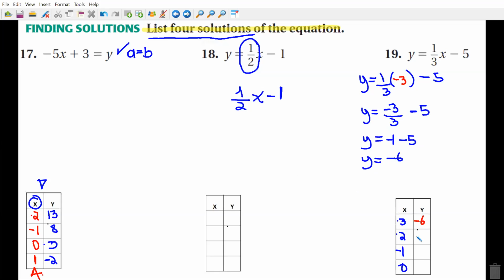What you have to do now is replace this negative 3 for a negative 2, and then replace this negative 3 for a 1, and then replace the negative 3 for a 0. Okay?